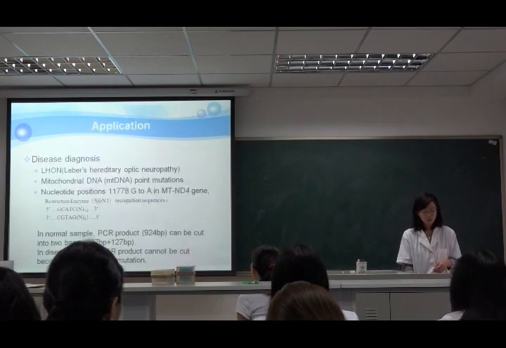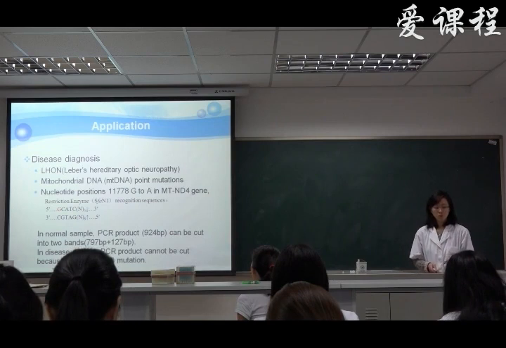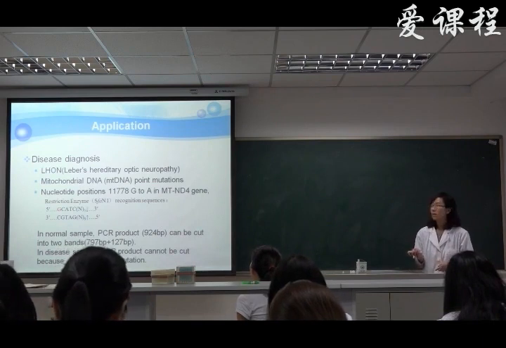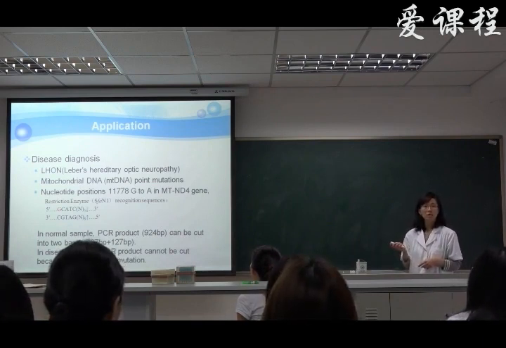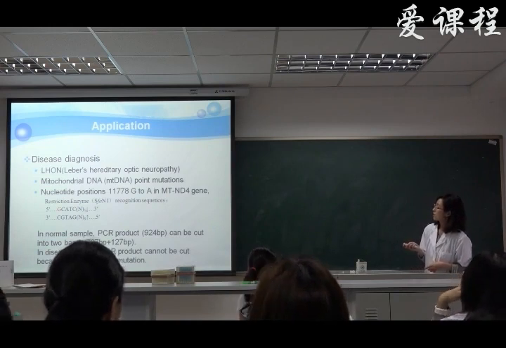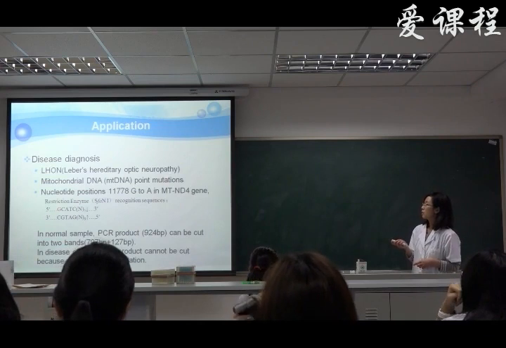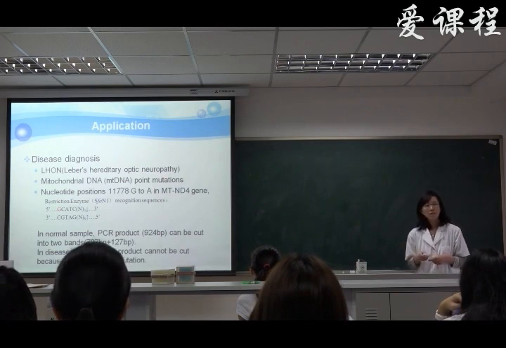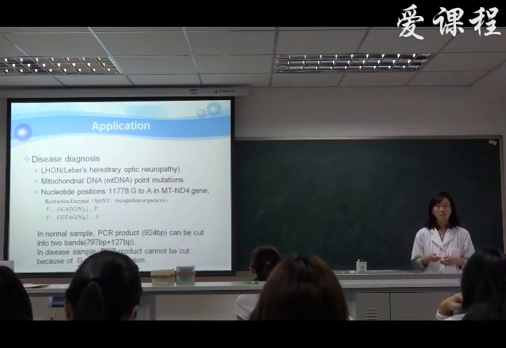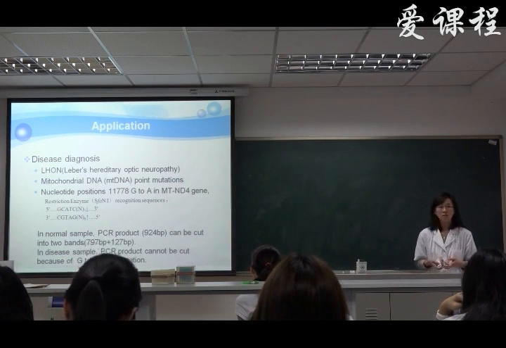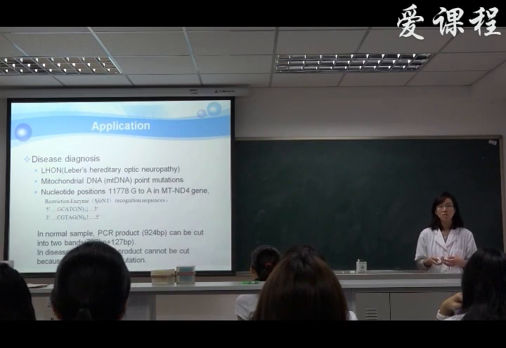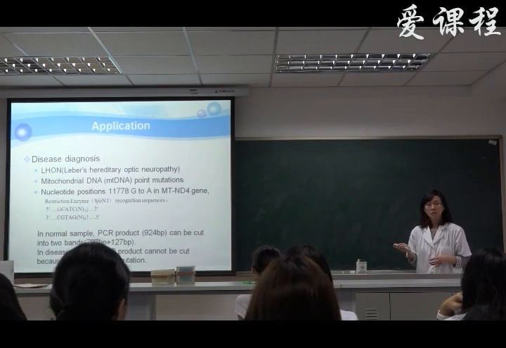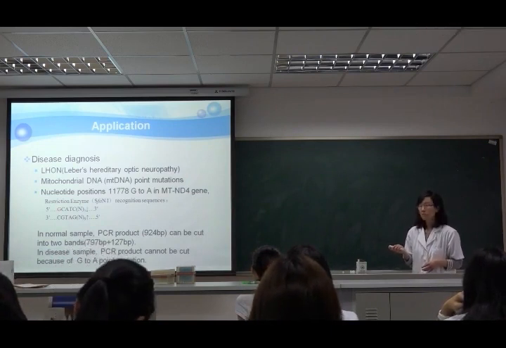It's very useful. However, today we will do something to diagnose a disease. Can you still remember the mitochondrial disease from your lecture class? Okay, great. This is Leber's hereditary optic neuropathy, LHON. The syndrome of this disease is sudden and painless central vision loss. This is a hereditary disease, and it is a mitochondrial disease.